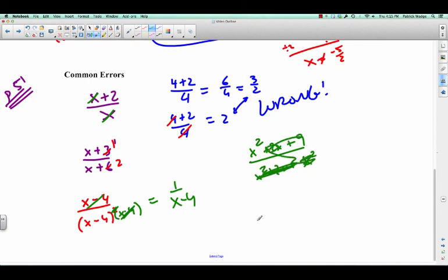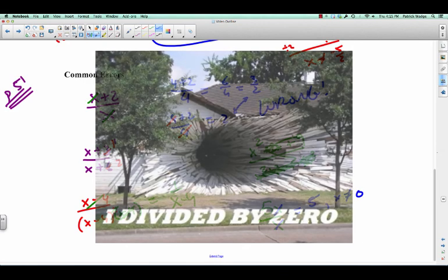What if it was this, 5x over x? Can I cancel that? Yes, I can. This is a monomial over a monomial. No problem. I could cancel those x's out. I'd be left with 5. But be careful, what's the non-permissible value there? You'd have a non-permissible value of 0, because x cannot equal 0, or you'd have the denominator equaling 0, and you know that's not allowed.